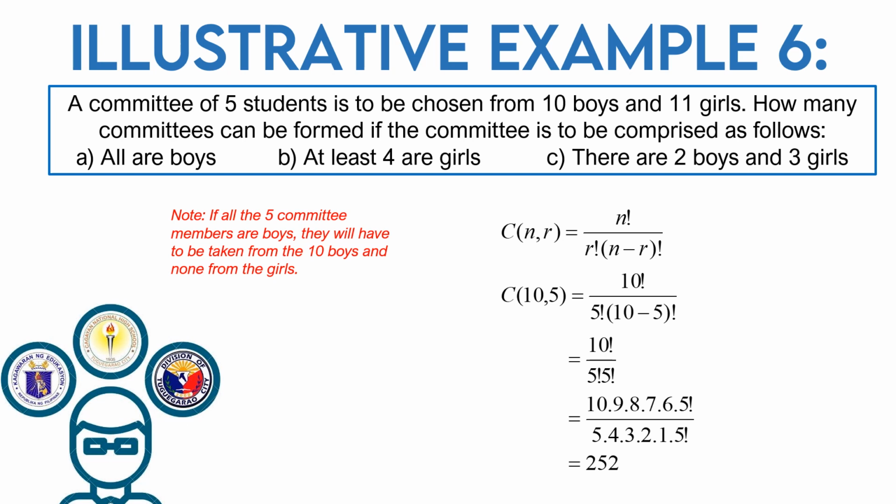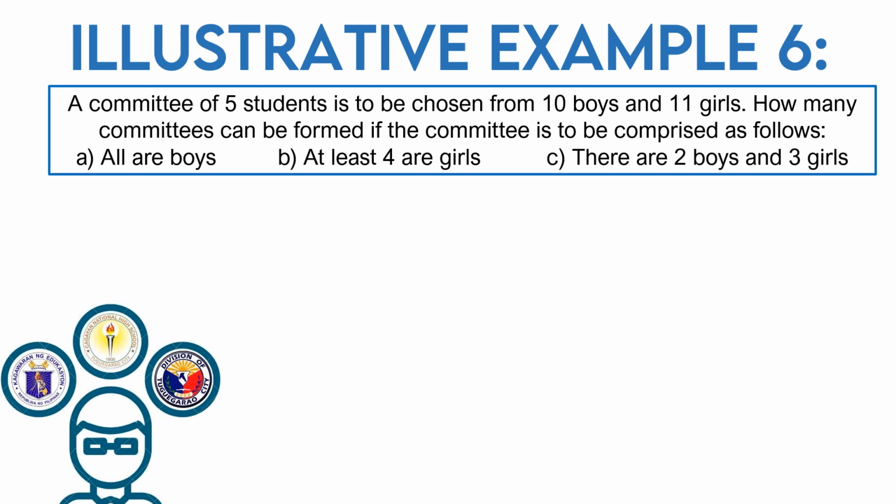So that gives us 10 factorial all over 5 factorial times 10 minus 5 factorial. That simplifies to 10 factorial all over 5 factorial times 5 factorial. Or that is expanded to 10 times 9 times 8 times 7 times 6 times 5 factorial all over 5 times 4 times 3 times 2 times 1 times 5 factorial, which simplifies to 252. Therefore, there are 252 committees which can be formed if the committee is to be comprised with all boys.